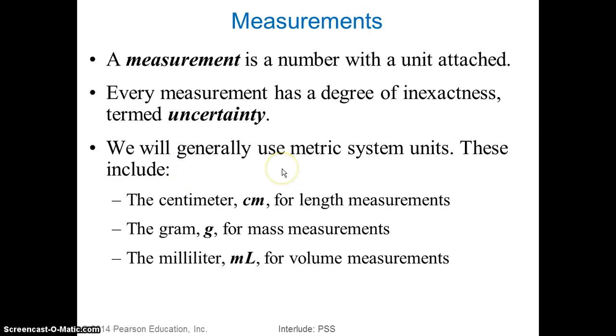We generally use the metric system. The centimeter, symbol CM, is used for length measurements. The gram, symbol G, is for mass measurements, and the milliliter, ML, is for volume measurements.